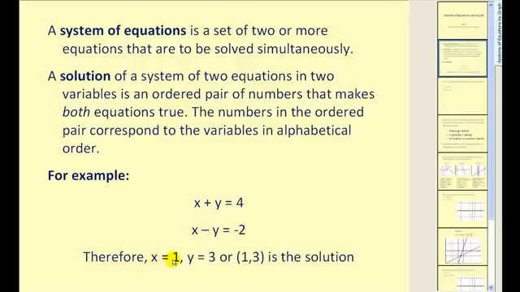For this system, x equals 1 and y equals 3 is the solution, often written as an ordered pair where the x coordinate is first and the y coordinate is second. Again, the reason this is the solution is because if we substitute x equals 1 and y equals 3 into the first equation, we would have 1 plus 3, which is equal to 4. So it satisfies the first equation. And if we substitute x equals 1 and y equals 3 into the second equation, we also get a true statement. Therefore, this is a solution to the system.